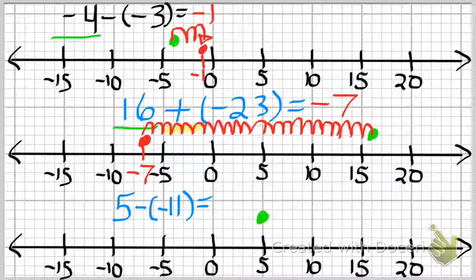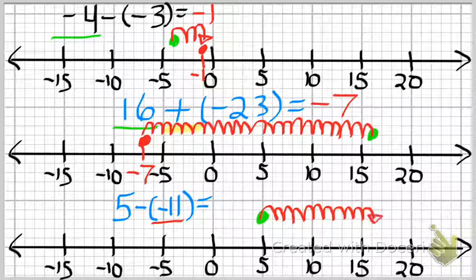We're going to go to the right, and we're going to do it 11 spaces. So from 5, go to the right 11 spaces. 1, 2, 3, 4, 5, 6, 7, 8, 9, 10, 11. So we're going to be right here. That location is +16. So +16, that's the answer to our question. 5 minus -11, that is +16.